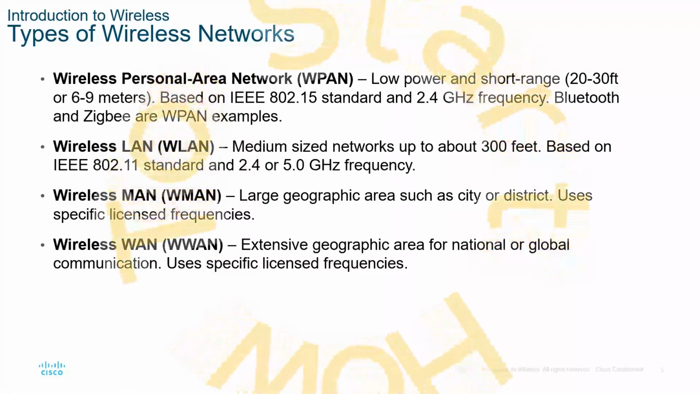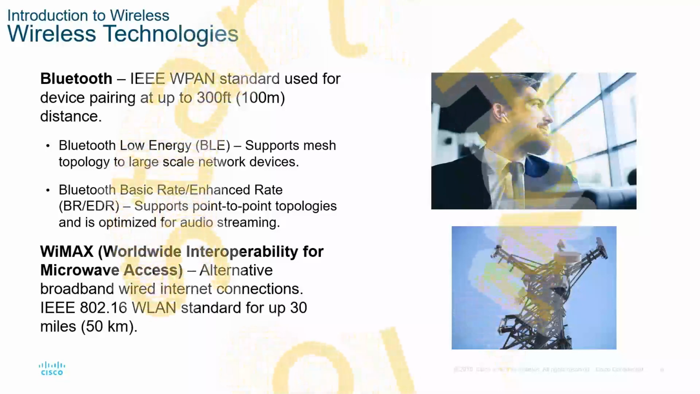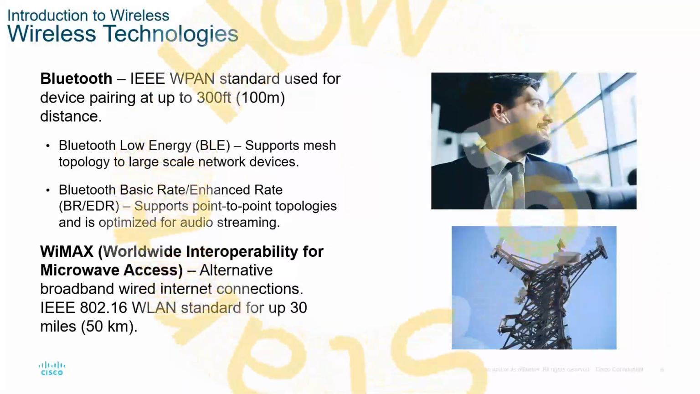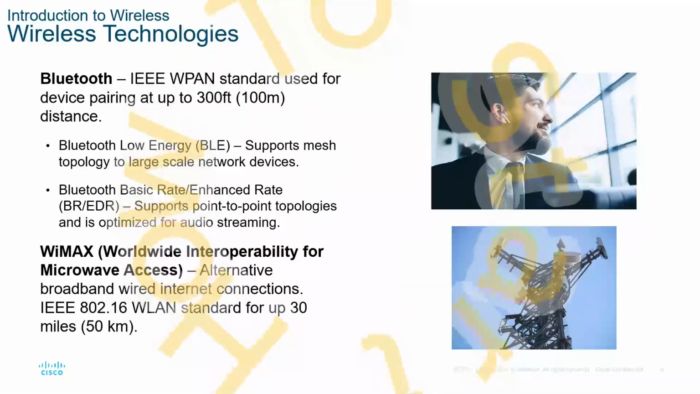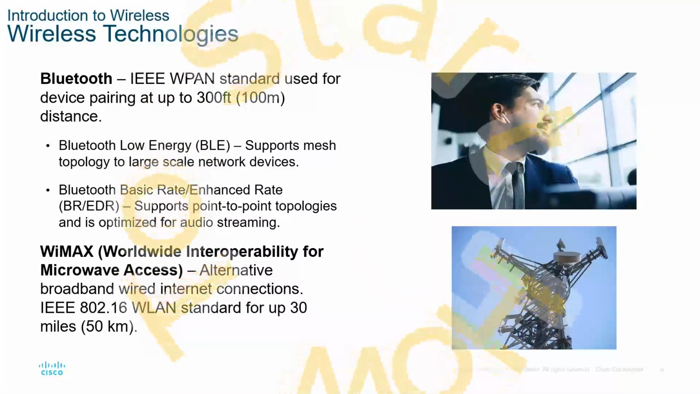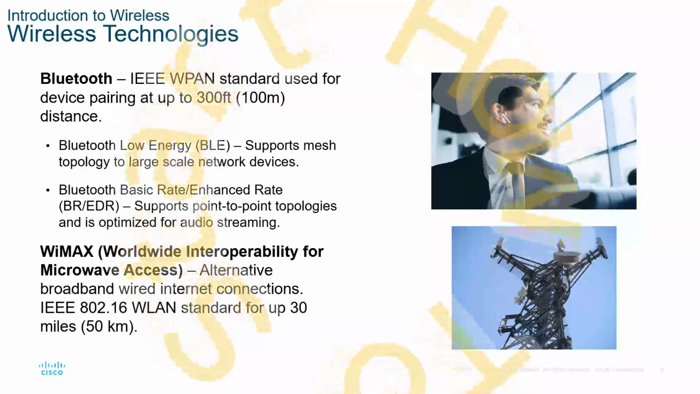So let's look at some of these wireless technologies. Again, Bluetooth, that's going to be the predominant wireless PAN. We're looking for things like under 100 meters. That's going to be things like our hands-free unit to our car or a headset. So those are two of the more common ones.